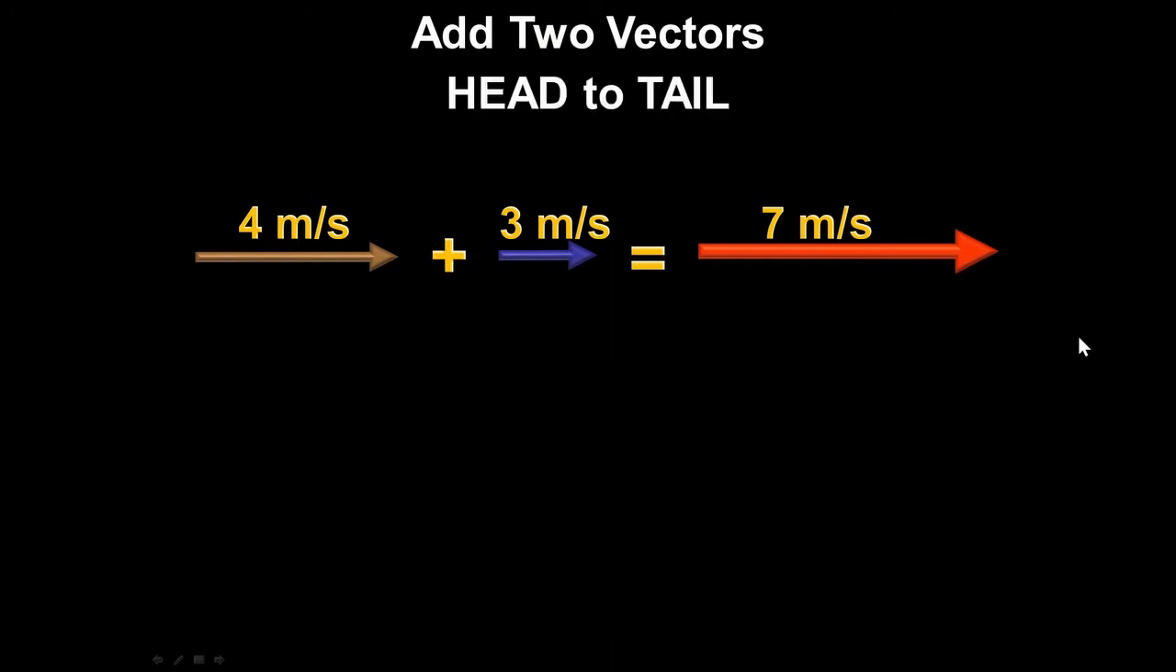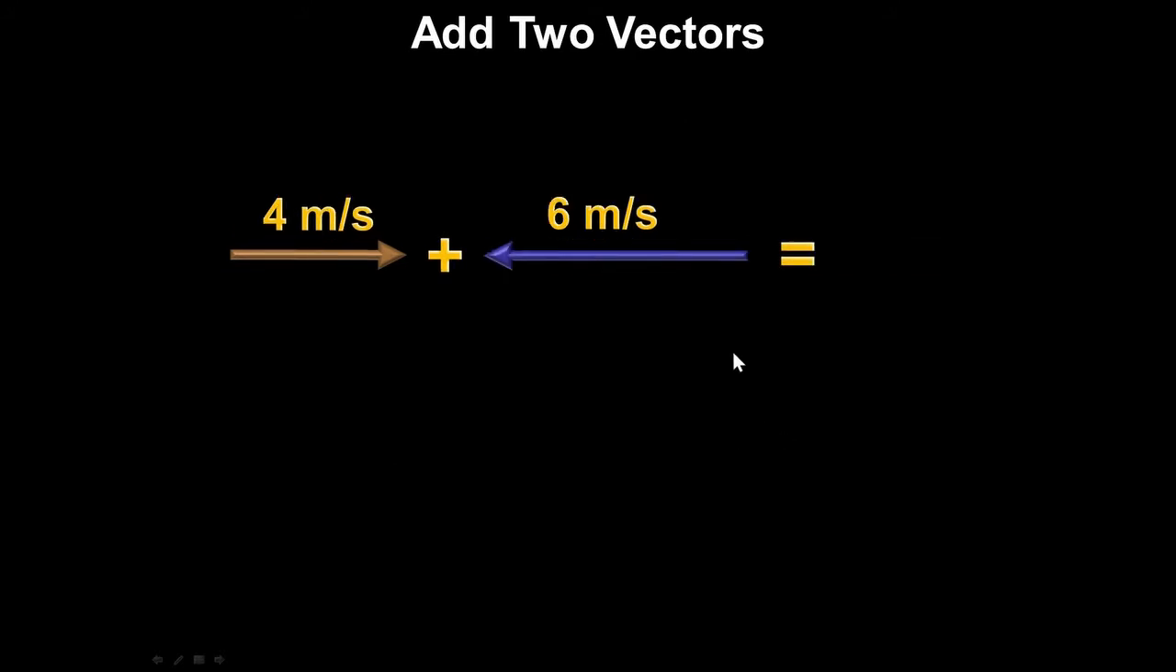The technique is called the head-to-tail method. So if we had a vector here, we would call this end of the vector the head of the vector. This would be the tail of the vector. If we add head to tail, it means we take the head of one vector, bump it right up to the tail of the other vector, and then the resultant is going to go from the tail of the first one to the head of the second one. So 4 plus 3 really is 7. Okay, and we're developing a technique. So that's obvious, but it's going to get more challenging, I promise.